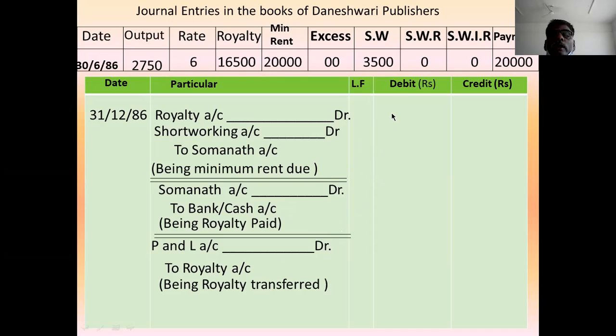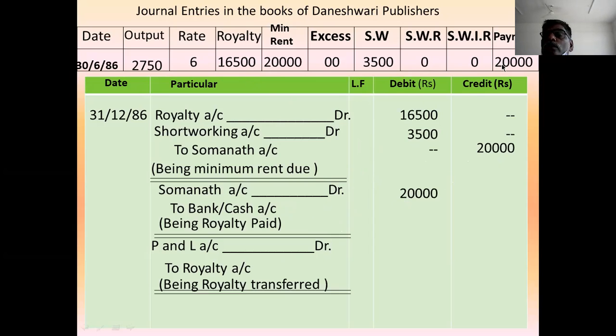the amount. Now, write the amount. Royalty is 16,500. Short working is 3,500. Total is 20,000. You take the total 20,000 in the next entry. Then bank amount 20,000, payment column. You write to bank account 20,000. Then the P&L account amount you write at the end. First you write the royalty. Royalty amount is 16,500. Like this you write the journal. This is first year completed.